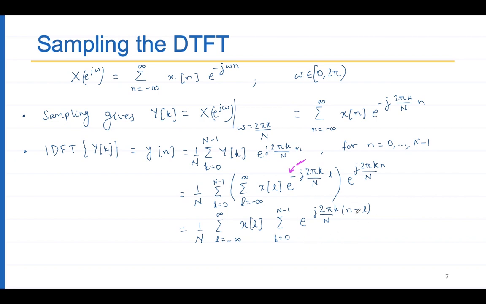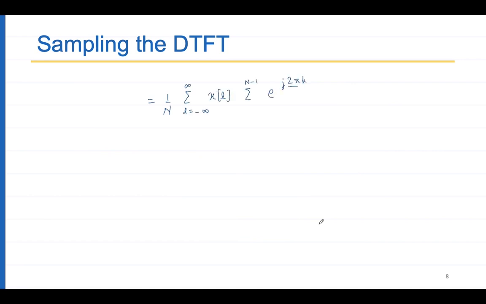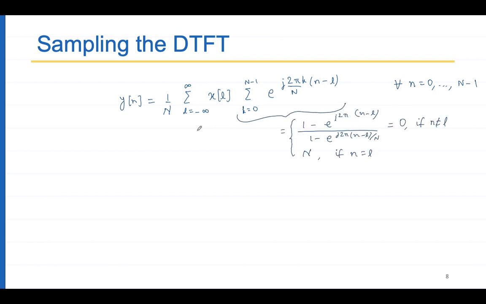Let us look at the nature of this summation now. So I'll write it down again. So this was the form of yn which I had obtained in the previous slide. I'm repeating it now here. Okay, let's look at the form of this. So this is simply a GP, a sum of terms of a geometric progression.